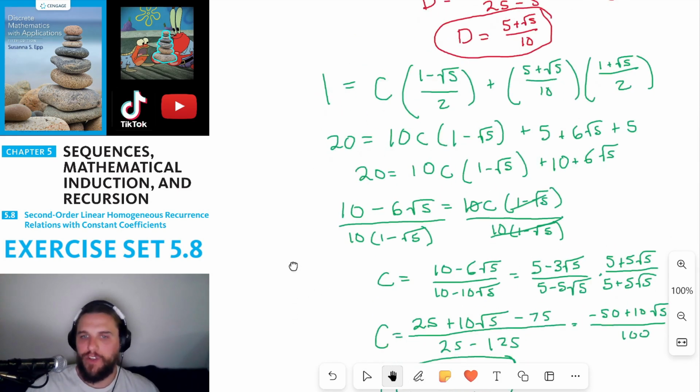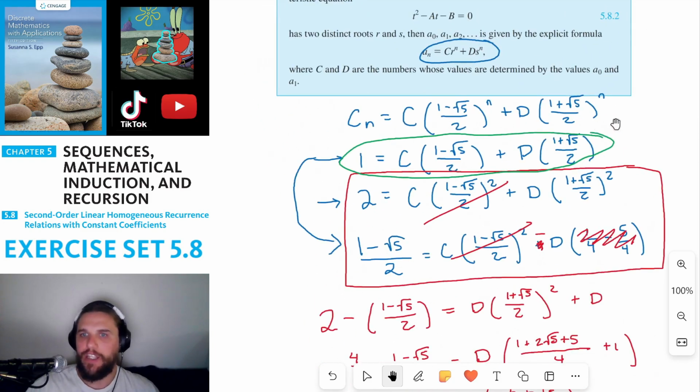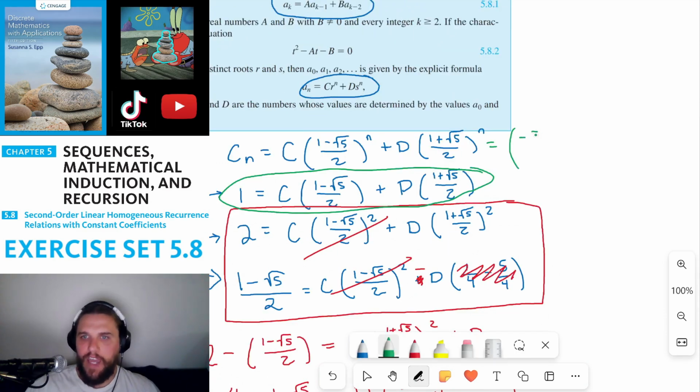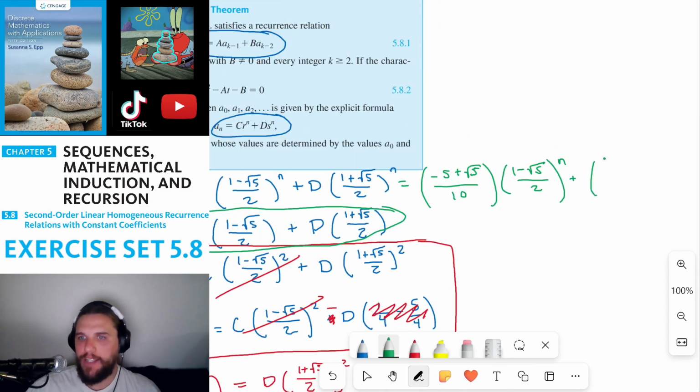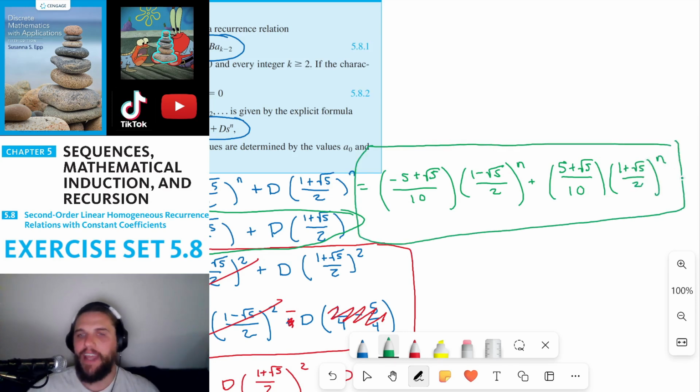So now we have our solution for D and our solution for C. So now we can plug in our solution for C and D into the original equation, which I'll do on the right here. So C is negative 5 plus root 5 over 10, and then times this 1 minus root 5 over 2 to the nth power. And then we have to add D. D was positive 5 plus root 5 over 10, and then times 1 plus root 5 over 2 all to the nth power. And that is the explicit formula for this sequence.